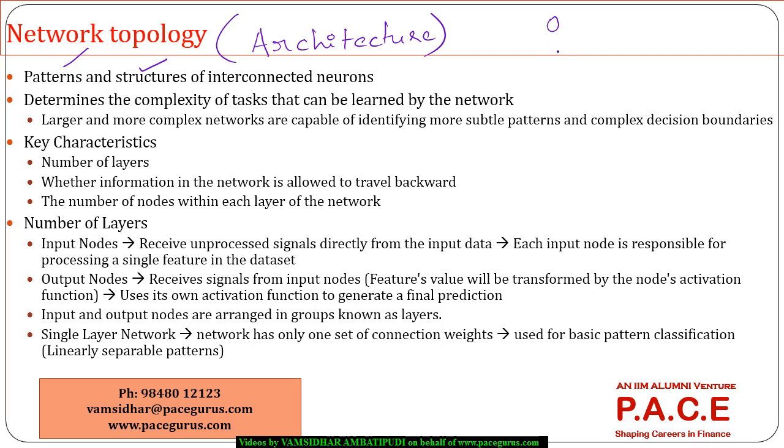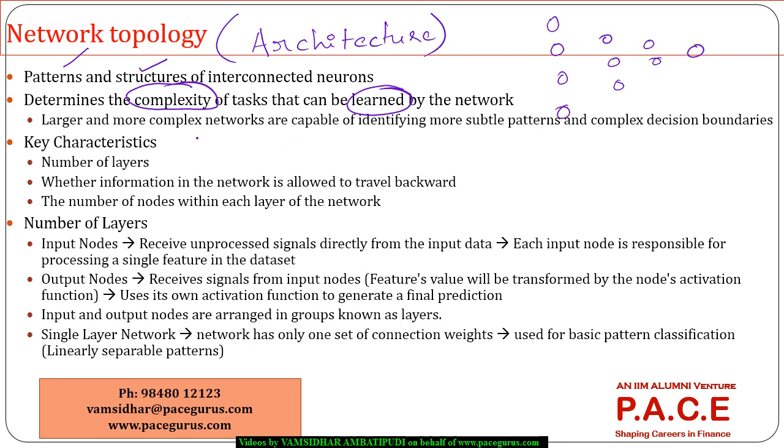So we have different input neurons, we have an output neuron, we might have different hidden neurons in different layers. This is what we are calling the pattern and the structure of the interconnected neurons. Depending on the structure, I can assess the complexity of the task, how much complex learning is occurring here.